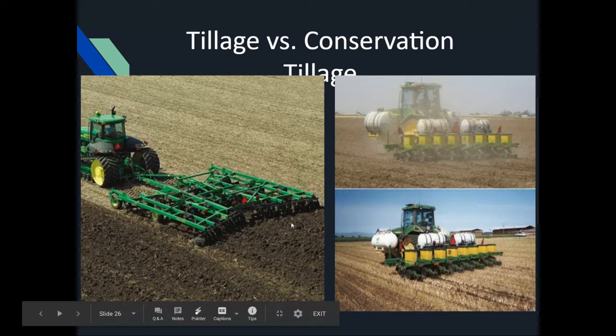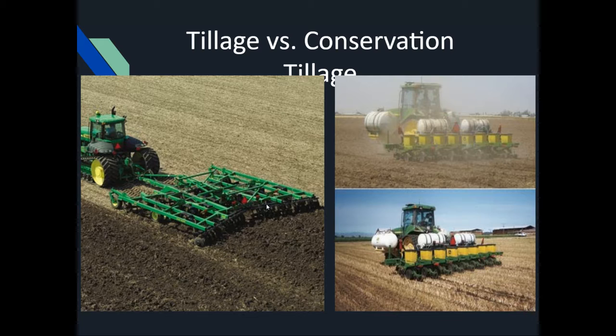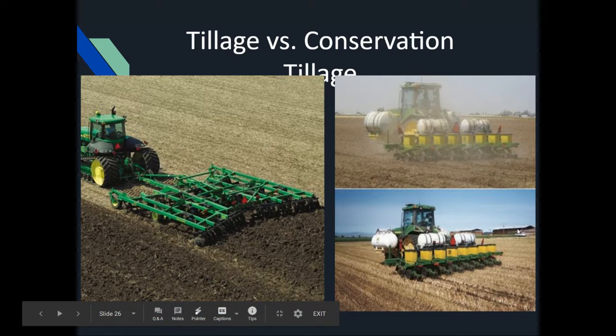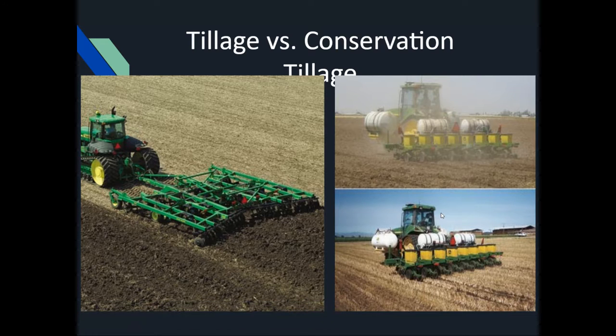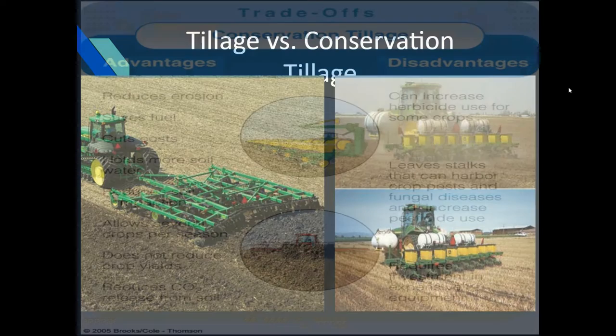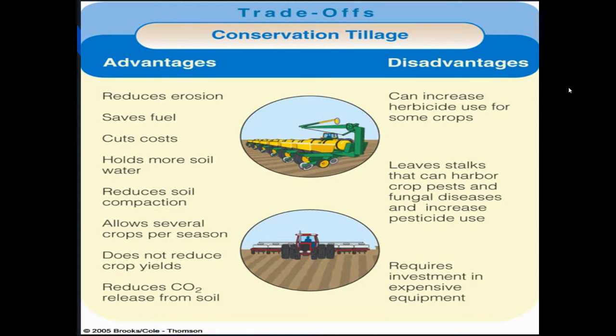There's times when full tillage is needed, especially if nutrients need to be added back to the topsoil layer. And then there's times when this type of tillage is acceptable and can be used. And again, you can pause this video and get some advantages and disadvantages of both. It's a good little chart here.